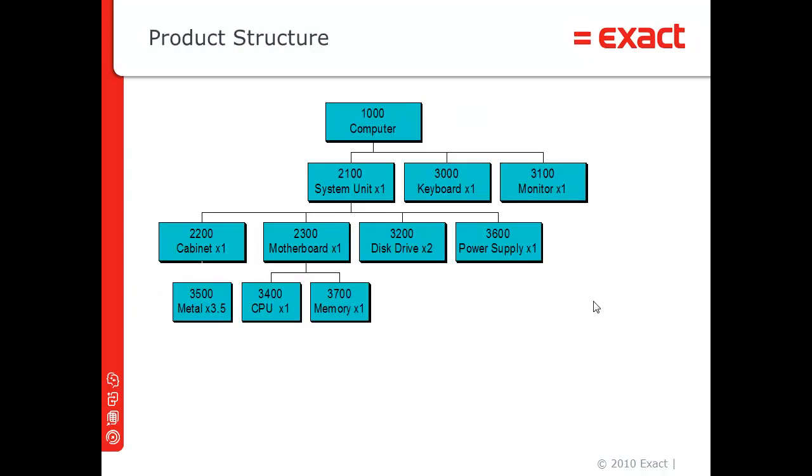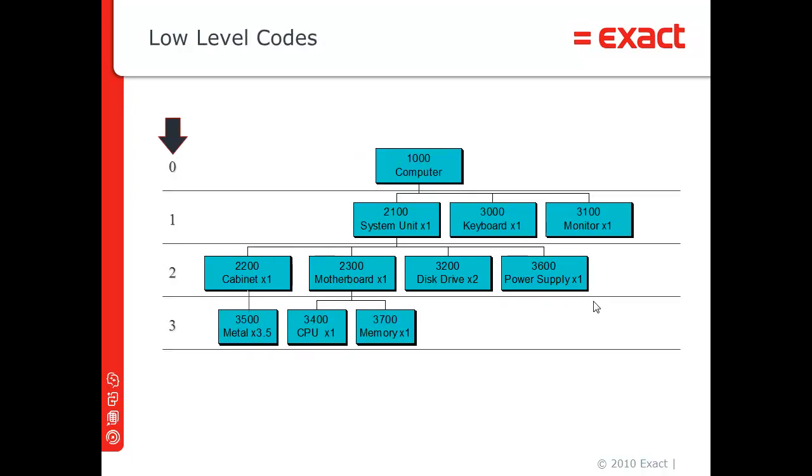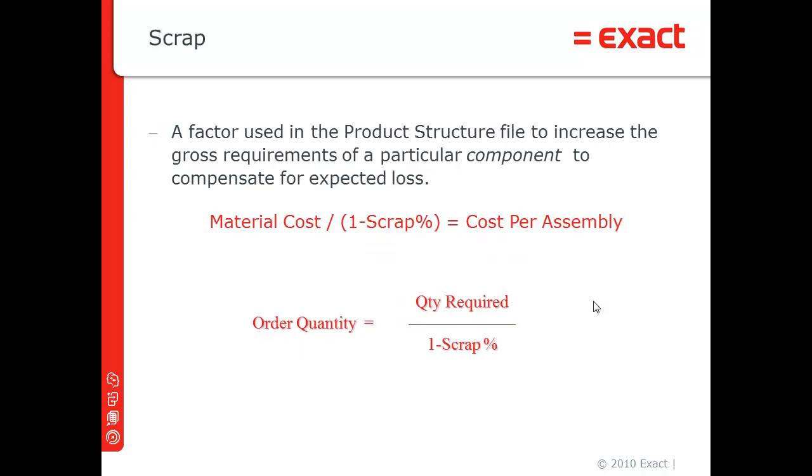Here's a sample product structure of a personal computer. These have low-level codes associated with them. The low-level code is the number associated with the particular level that that part has in the product structure. Now, scrap is a factor used in the product structure file to increase the gross requirements of a particular component to compensate for expected loss.